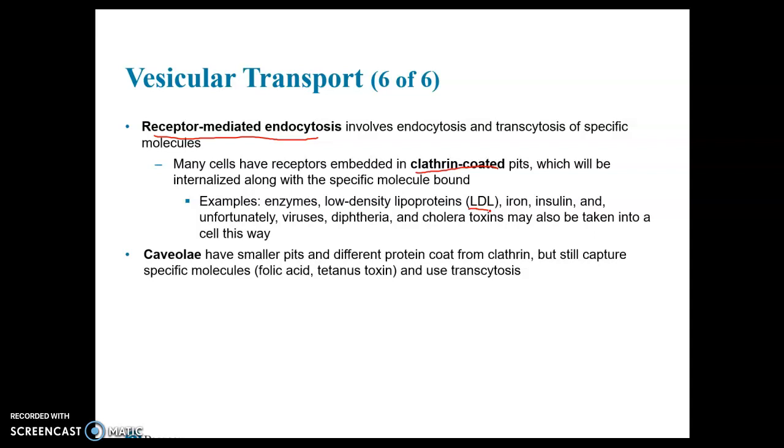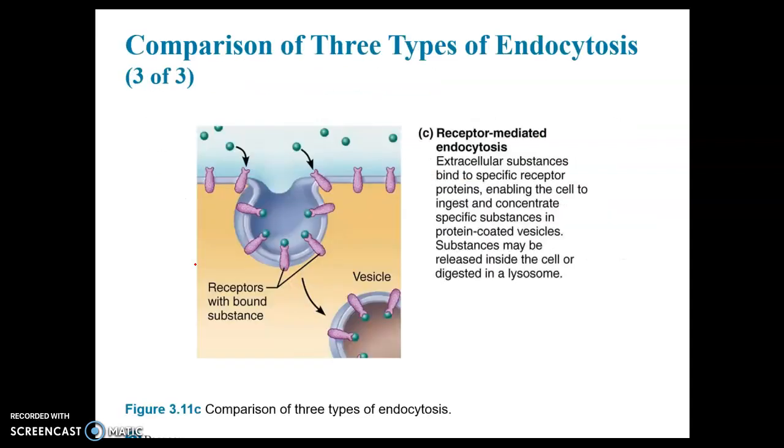Then we have this term caveolae, and caveolae have smaller pits, and different protein coats instead of clathrin, but they still capture specific molecules, folic acid, the tetanus toxin, and they still use transcytosis. So let's look at how this works.